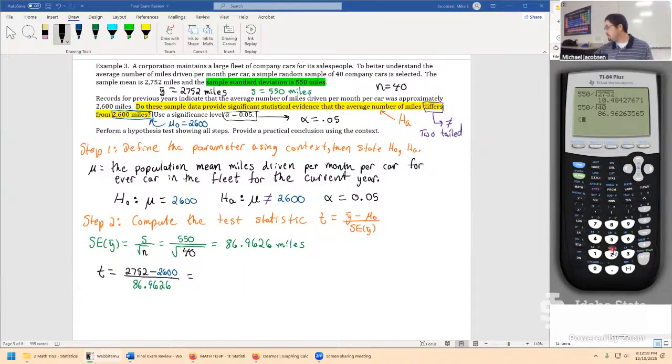So let's go 2752 minus 2600. Divide by, either type that in or use the calculator's copy paste system again. You can up arrow, hit enter to bring that number down. And it comes out as, doesn't look significant. That's not even quite 2 standard deviations. So it's to 4 decimal places, 1.7479.